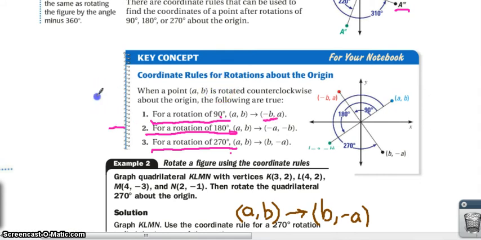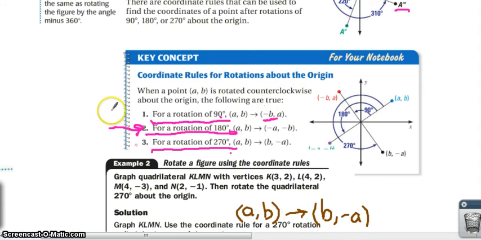For a rotation of 180 degrees, we're going to leave a and b, or x and y coordinates, in their original positions, but we're going to change the signs of both coordinates. So if both coordinates were positive, your point was in the first quadrant, then they'll both become negative, and your point will rotate all the way around into quadrant 3.